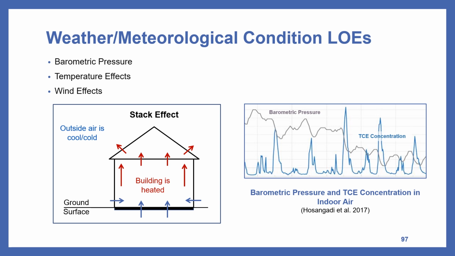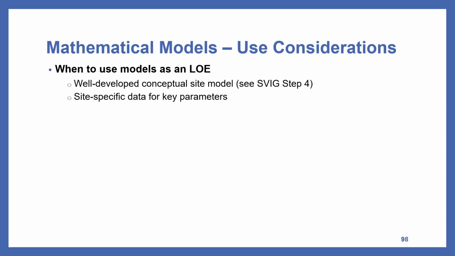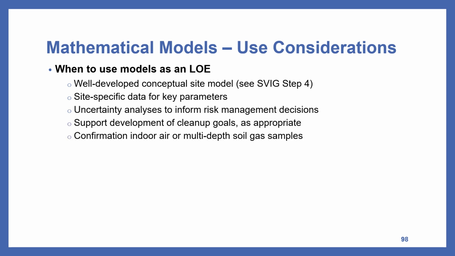Mathematical models can also be used as a line of evidence, and here we put together some of the use considerations. Models are best used when you have a well-developed conceptual site model, and also site-specific data for key parameters. The use of models in the refined risk assessment is discussed in SVIG Step 4. Some of the considerations when using models as a line of evidence include uncertainty analyses to help understand the range of potential outcomes. In addition, use them to support, but not be the sole line of evidence in, developing cleanup goals. Consider collecting confirmation indoor air samples to verify results or predictions, or using multi-depth soil gas samples to figure out empirically how much attenuation is actually taking place in the subsurface.